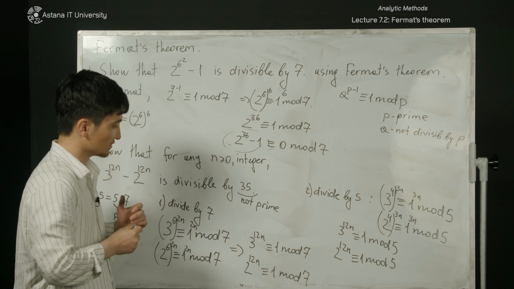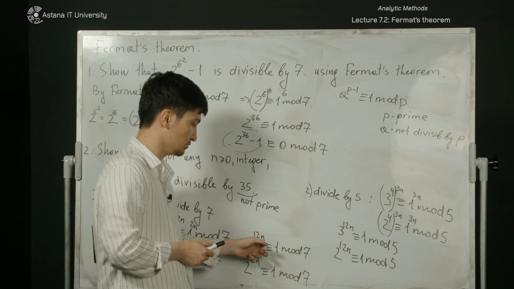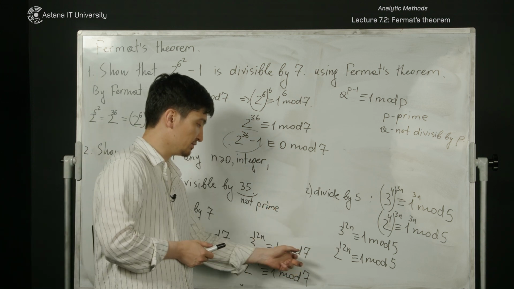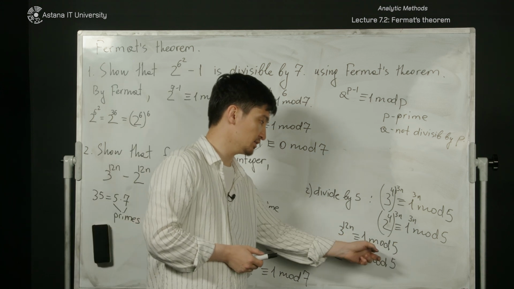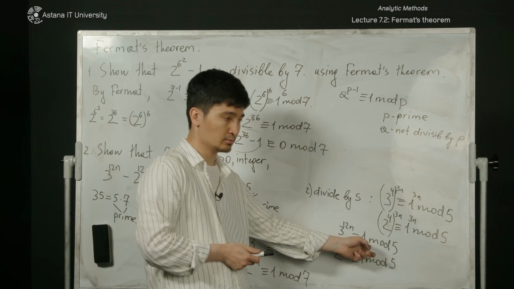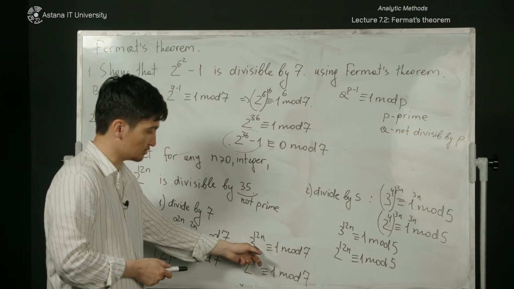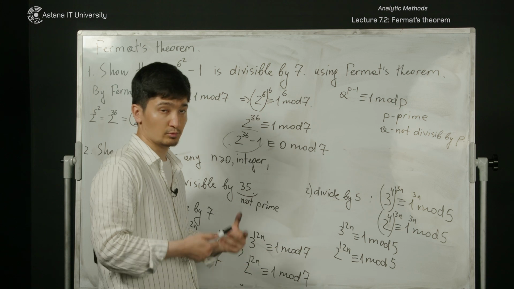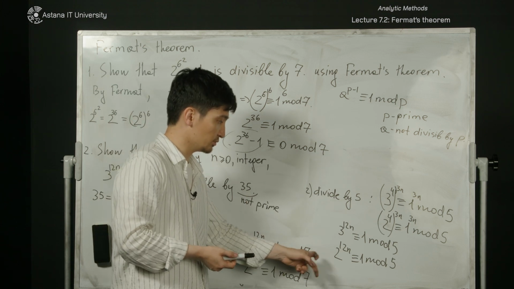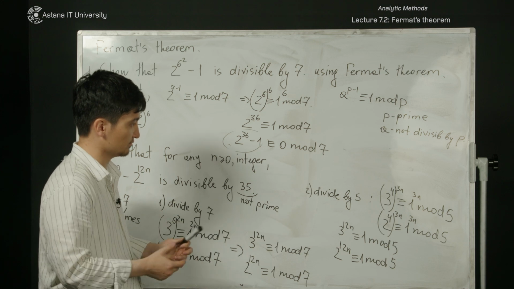Now, great. What I can do from these two, right? I can say that 3 to the power of 12n, when divided by 7, gives me remainder 1. And that same number, when divided by 5, gives me remainder 1. Well, that means that this same number, 3 to the power of 12n, will also give me remainder 1 when divided by their multiplication, 5 times 7, which is 35.